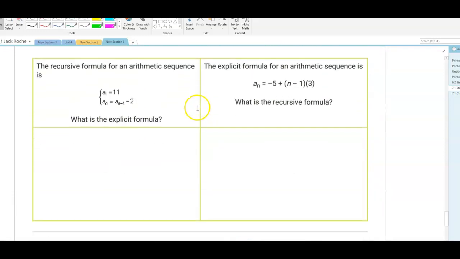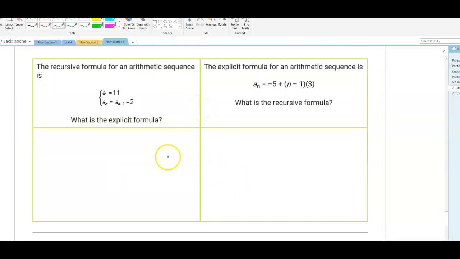Alright, now how can you tell the difference between the two? Well, if I look here, this is a recursive rule because it's taking the first term and showing you what you're doing to the previous term each time. So how do we use this? Right away I can get the first term from this, which is 11, and what I'm doing each time is my common difference, which happens to be minus 2.